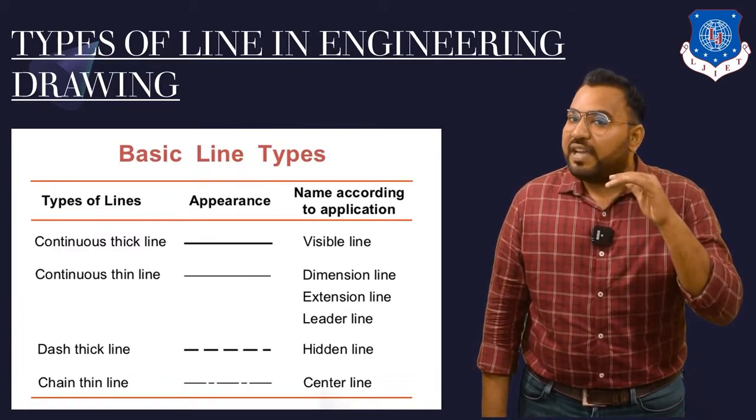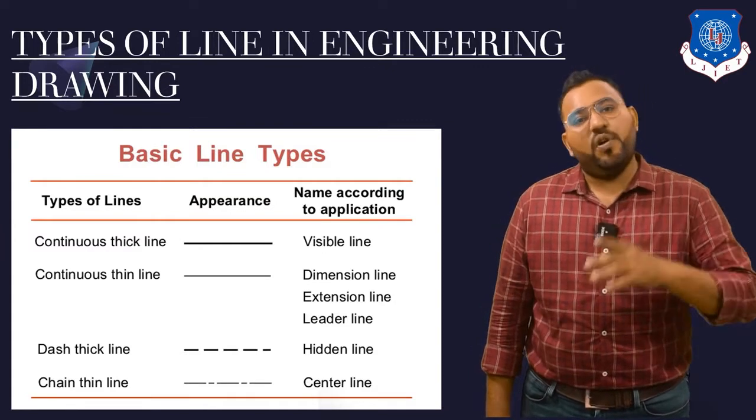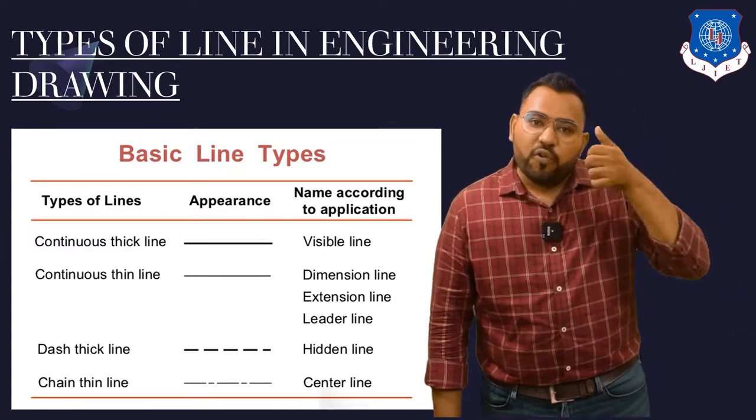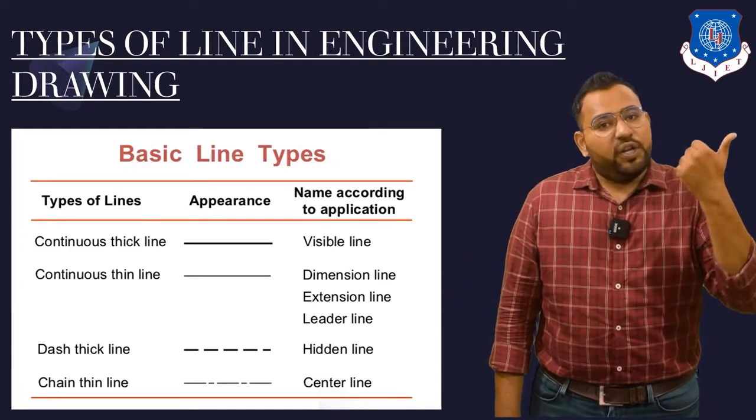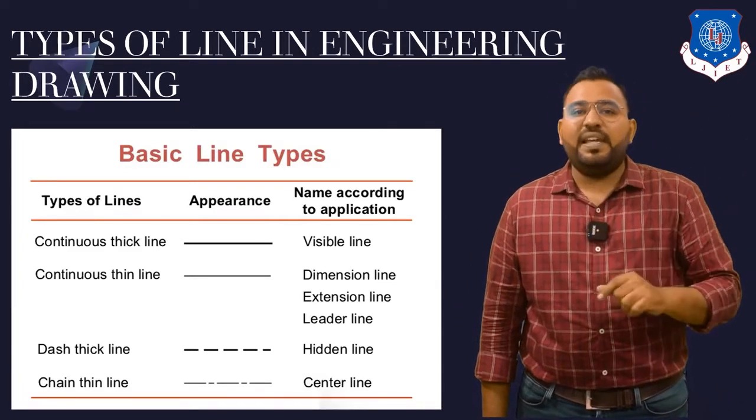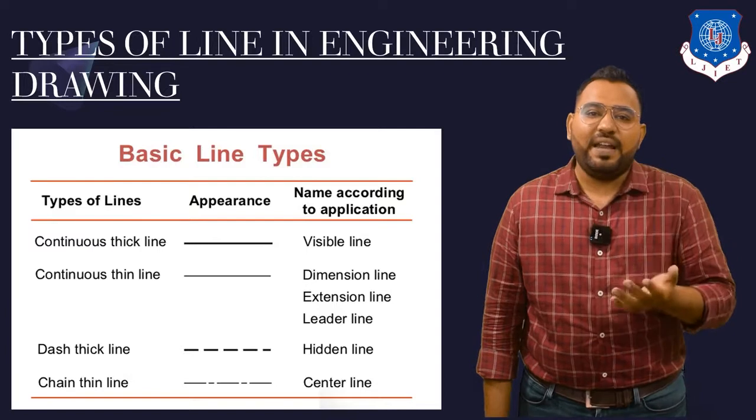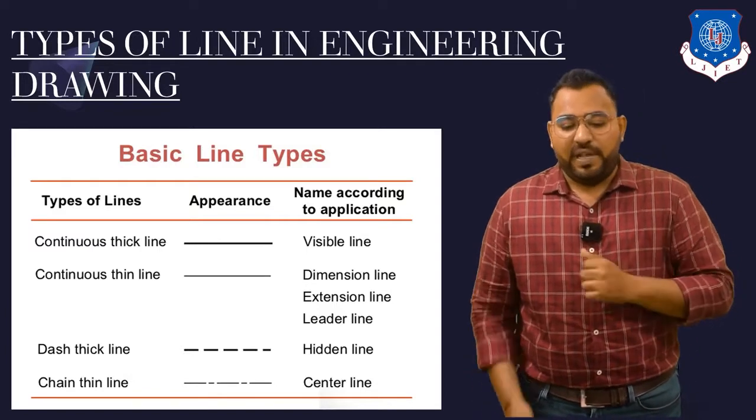So you are going to draw it with which kind of pencil? Yes, you are right, you have to draw it with 4H grade of pencil. So we are going to draw a continuous thin line with 4H grade of pencil, and we are going to draw a thick line with HB grade of pencil.